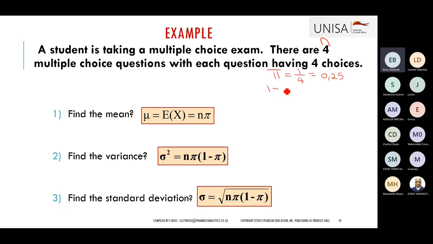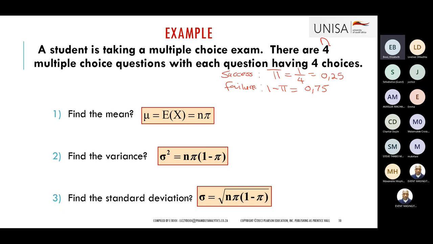Our probability of failure will be 1 minus 0.25, which is 0.75. So we know that this is success and that is failure. Now we can answer all these questions.